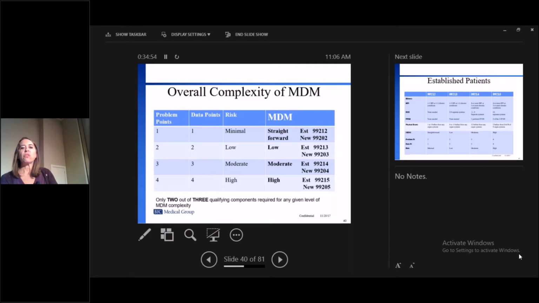So for your overall complexity of your medical decision making, again, 2 out of the 3 qualifying components are required for any given level of medical decision making. And here, this is going to fall into your problem points. If you're looking at the right side of the screen, it shows where we're looking at for moderate is going to be your 214 visit. And so you're going to have 3 problem points, 3 data points, and a moderate risk, okay?